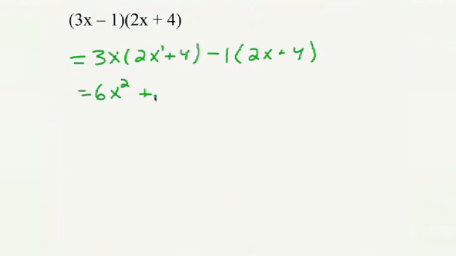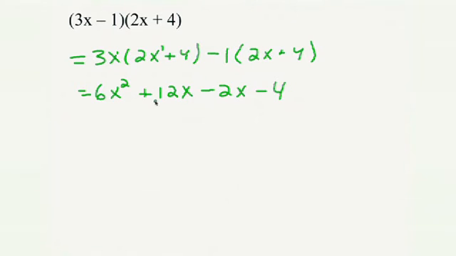3x times positive 4 is positive 12x. Negative 1 times 2x is negative 2x. And finally, negative 1 times positive 4 is negative 4. And finally, I can combine some like terms.